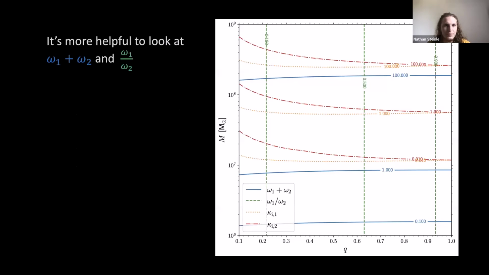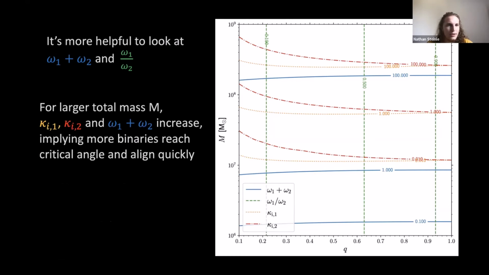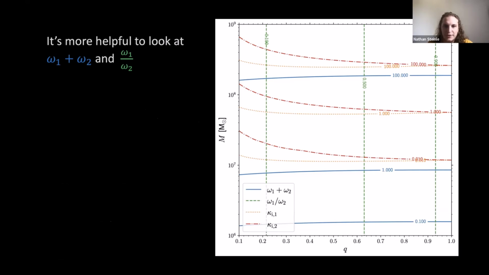and spins. Here's a figure of some contour lines as functions of the total mass of the binary and the mass ratio of the binaries. And instead of looking at the individual omegas, we found that it is more helpful to look at their sum, which are the blue lines, and the ratio of the omegas, which are the green dashed lines. Intuitively, the ratio of the omegas is basically independent of the total mass, but depends strongly on the mass ratio. That's why those green dashed lines are vertical. And the sum of the omegas is rather non-trivial, but it's more sensitive to the total mass of the black holes. That's why those blue solid lines are horizontal.